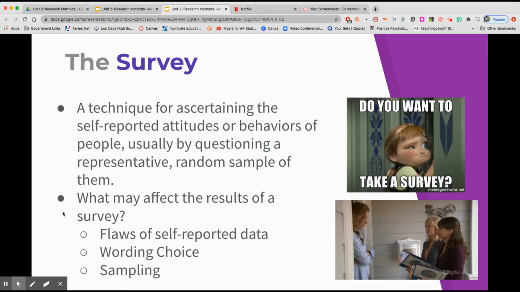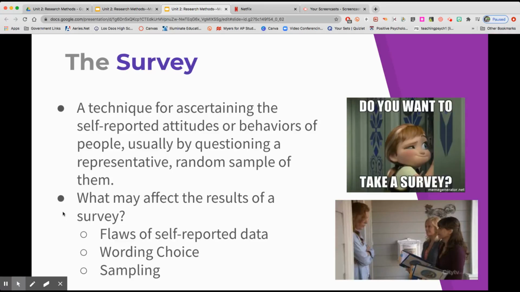The last type of descriptive research that we're going to talk about, and then we'll expand this into some other ideas, is the survey. All of you have taken a survey before. I've given you a survey before that hopefully you've taken. If you haven't done the course survey yet and you're listening to this, please make sure you do that. It's still on your weekly agenda.